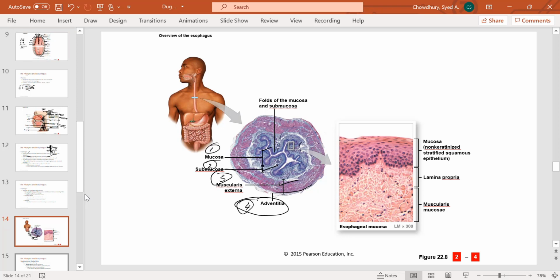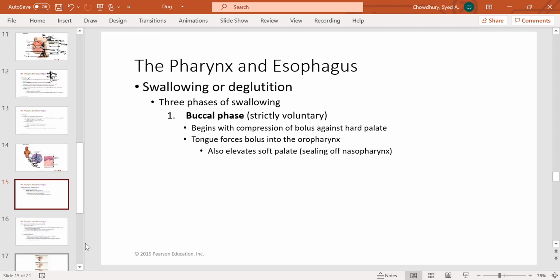In the small intestine, large intestine, stomach, you have these layers same, but outermost layer is called serosa, not adventitia. Okay, that's the difference.